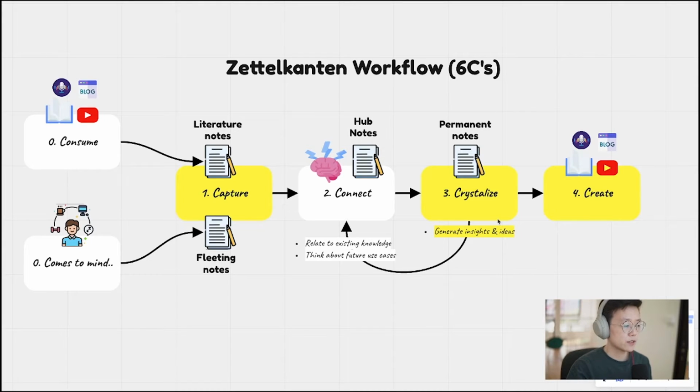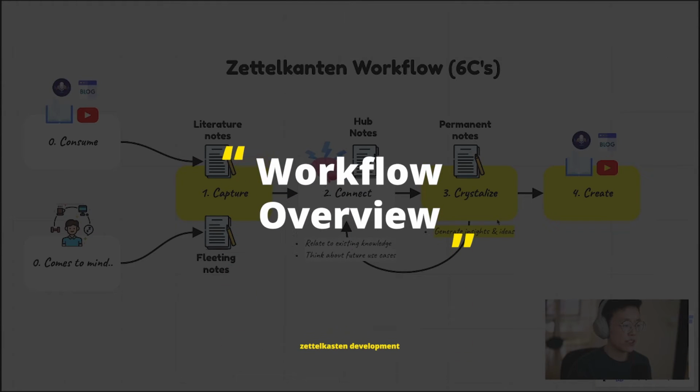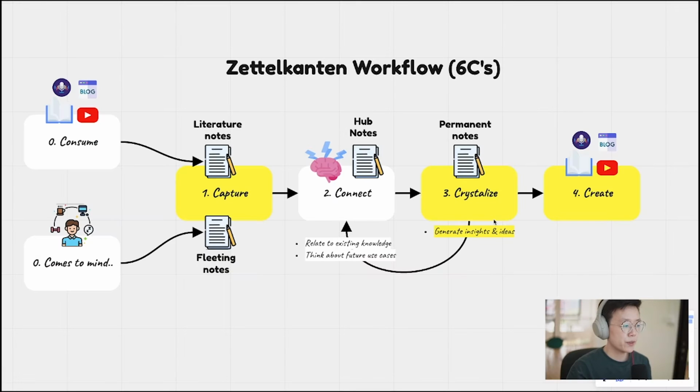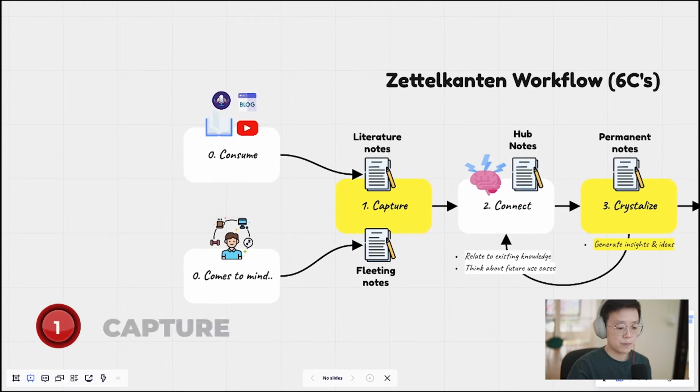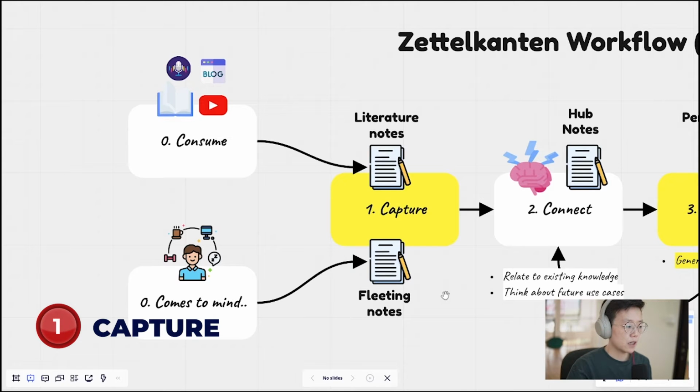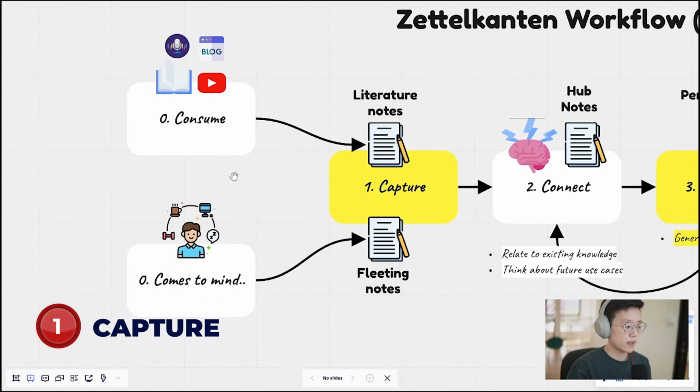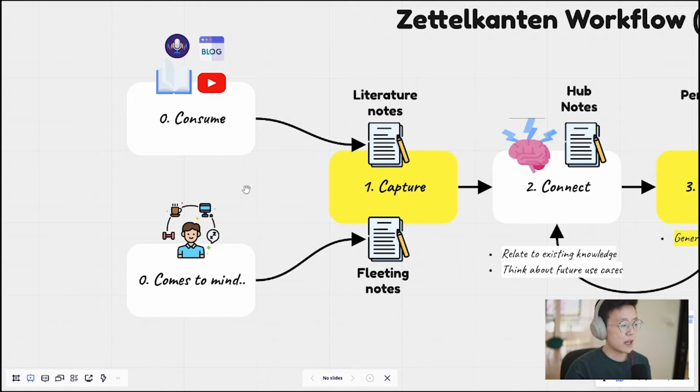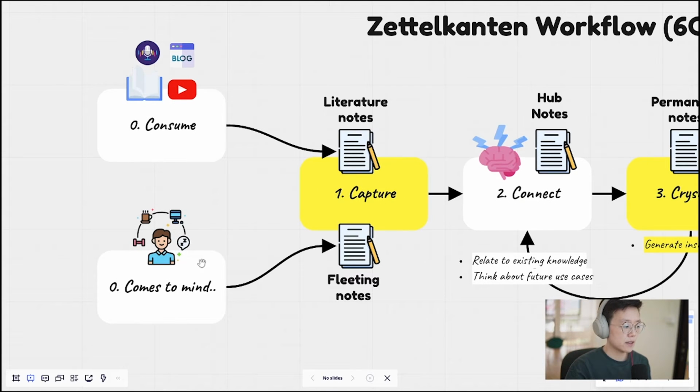All right, so let's start with the overview of the Zettelkasten development. There are four steps in the process. First is to capture and then connect, crystallize, and create. So the first step is to capture. And what you're gonna capture are the things that you consume or the things that come to your mind during the day. The things that you consume, you're gonna capture on literature notes, and the things that come to your mind, you're gonna capture on fleeting notes.